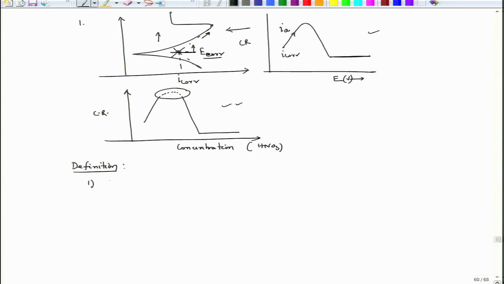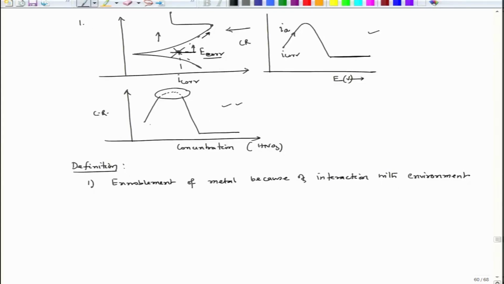One definition is ennoblement of metal because of interaction with environment. Why? Because ennoblement means the material achieves a nobility. That means there is a reduction in corrosion rate, the metal will be protected. That is what is happening, because when we see this particular graph, the corrosion rate reduces and then maintains at a constant level at a low corrosion rate position. So, that means ennoblement is taking place.